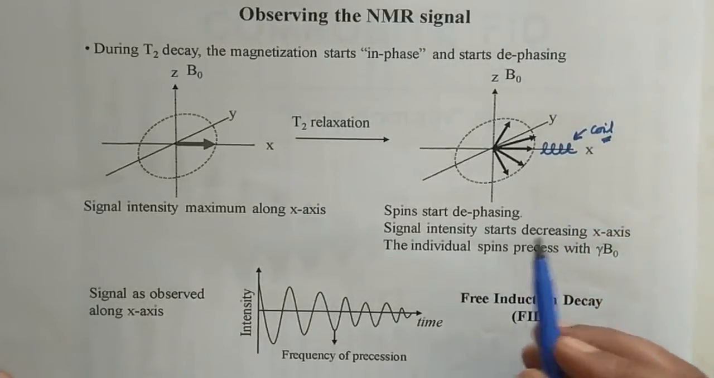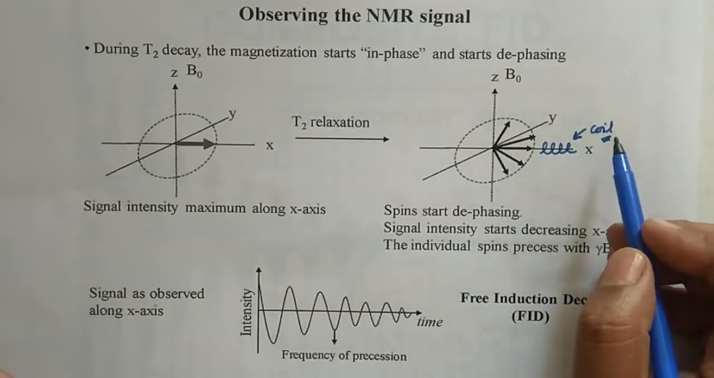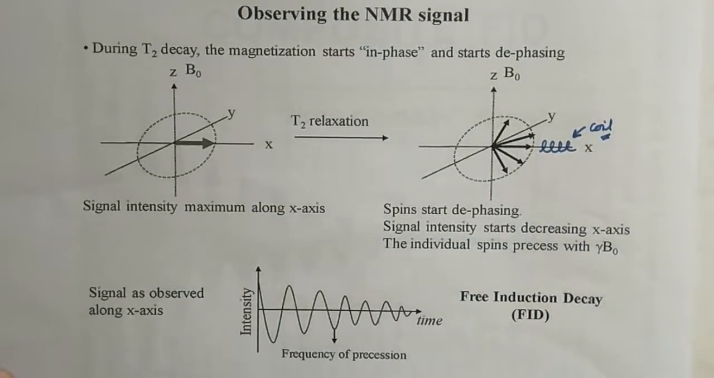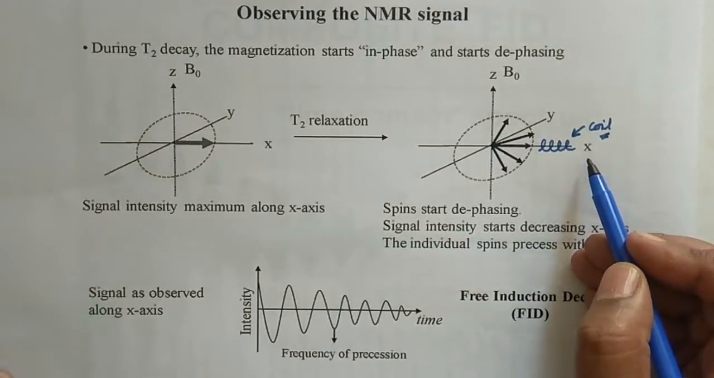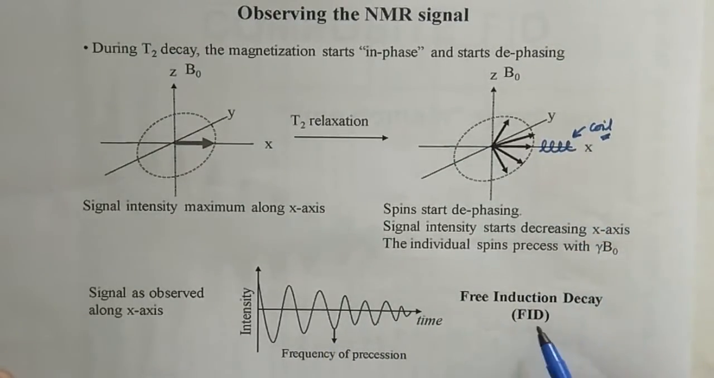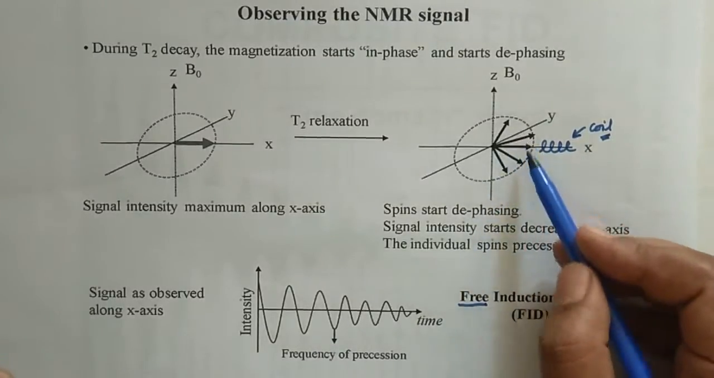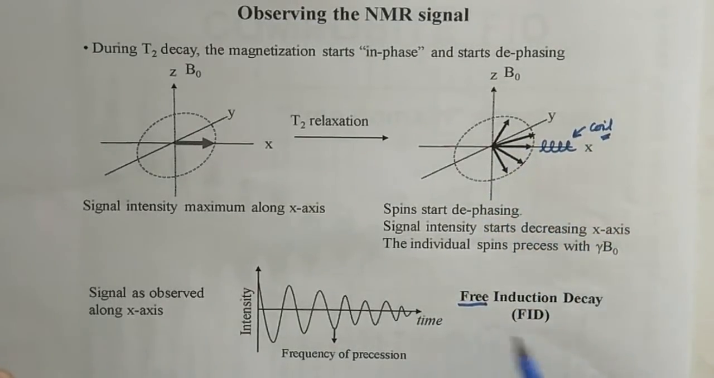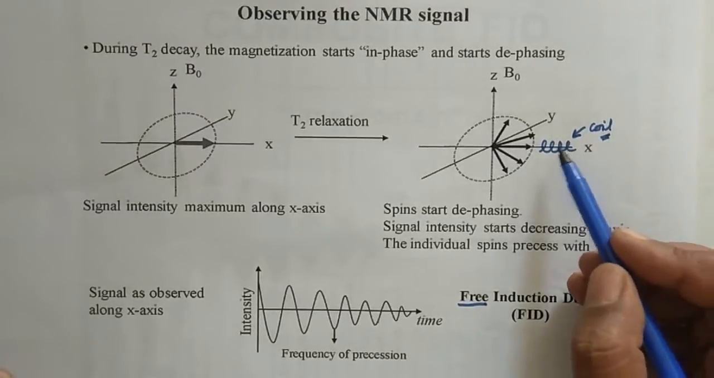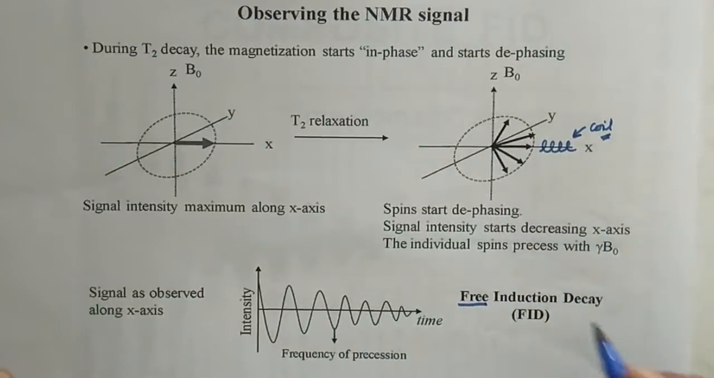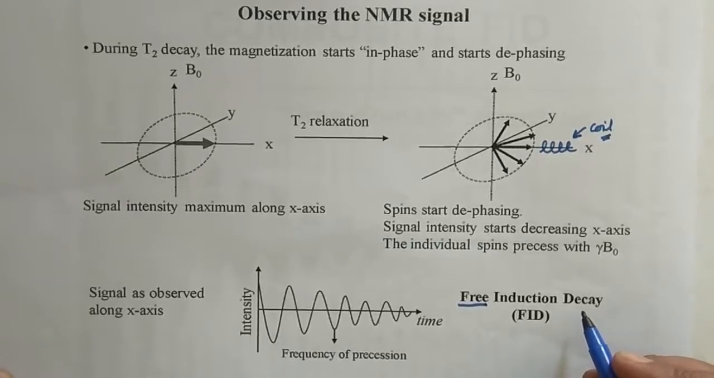So this dephasing is what gives the NMR signal. Now if you can see here, a signal is observed along the x-axis because we have put the coil here, and this signal is called the free induction decay signal. So what is the meaning of free? Free means your spins are free to rotate in the XY plane. Induction means the induced current is there. And decay means when time passes, your signal will die.